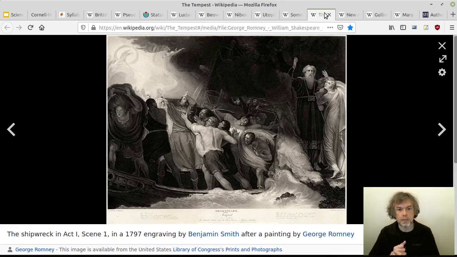Next we have Shakespeare's The Tempest. This is from 1610 to 1611. And in this story, Prospero, this fellow right here, is a sorcerer who commands an island where he lives with his daughter Miranda and two servants, the monstrous Caliban and the spirit Ariel. And Prospero uses his magic to create a storm that causes a ship to wreck on his island.